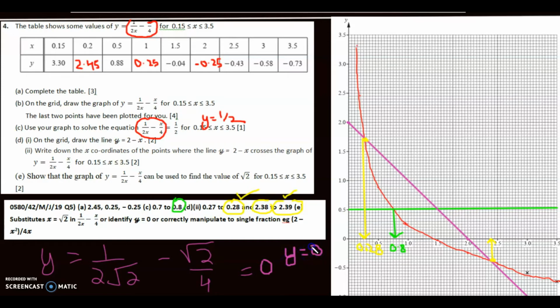This is the x-axis. So if I draw a line on the x-axis, I can see that this line y equals 0 and the red line are intersecting at this point, and this point is the approximate value of under root 2. So under root 2, according to my point of intersection, is around 1.4. So that's how you show that this graph can be used to find the value of under root 2.